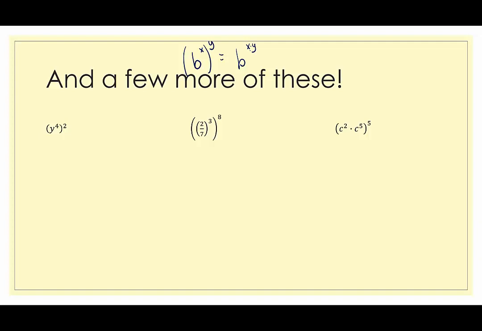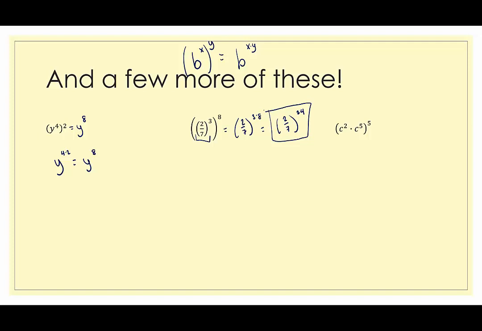So here we have y to the 4th squared. That would be y to the 4 times 2. That's going to simplify to y to the 8th. In the middle, we have 2 sevenths cubed to the 8th. So this is going to be 2 sevenths to the 3 times 8. That's going to be 2 sevenths to the 24th. I'm keeping the 2 sevenths in parentheses just so it's very clear that it's not 2 to the 24th over 7. So I'm just trying to make it clear what exactly is being raised to the 24th. Technically, we don't need the parentheses, but it's nice to see.